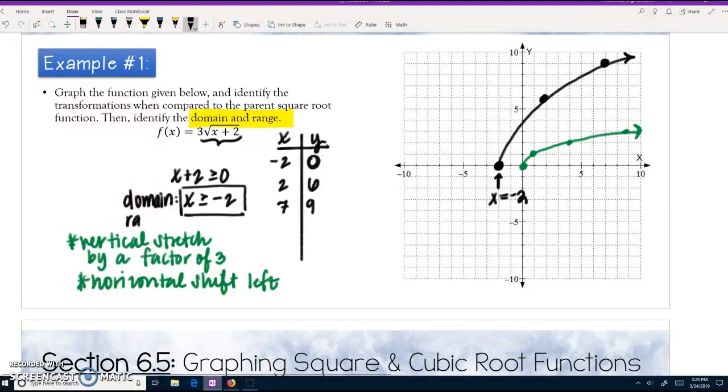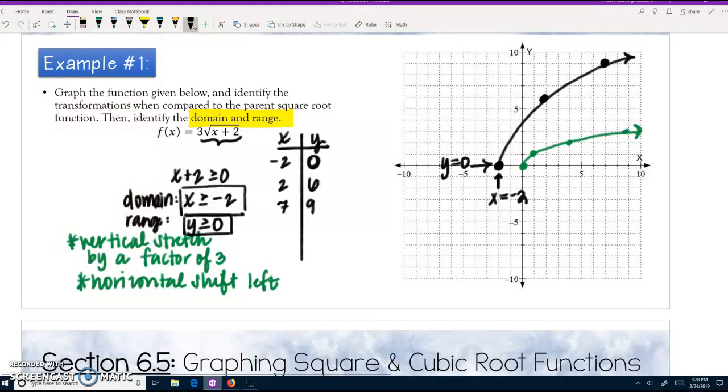Then we can also write down our range. So our range is where our y values begin. And again, you can think about that graphically, or you can think about that from the equation. If you think about it graphically, notice that your y values start at 0. If you think about it from the equation, if the smallest x value you can plug in is -2, that means the smallest number you can get from the square root is a 0. So my y values have to start out at 0. So my range is that y is greater than or equal to 0.